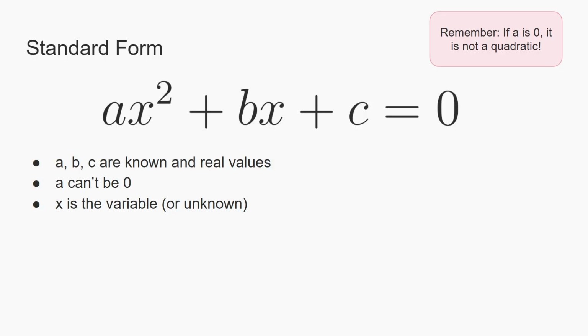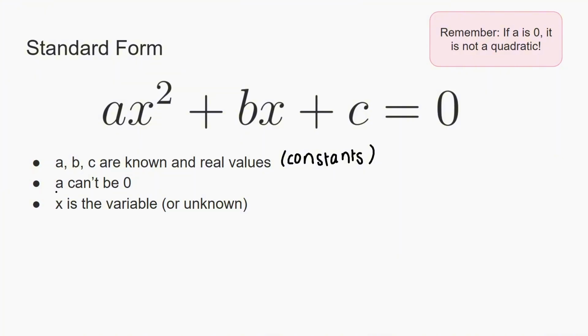Now, let's go over the standard form for a quadratic equation. Quadratics can be written in many different forms. As long as there's a variable like x that's squared, it's a quadratic. But this is the standard form: ax squared plus bx plus c equals 0. a, b, c are going to be known real values, so they're going to be our constants. a can't be 0, and x is the variable, or something that's unknown.